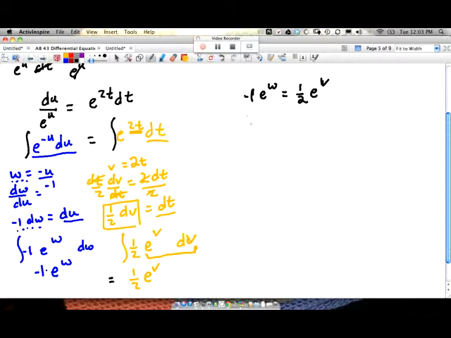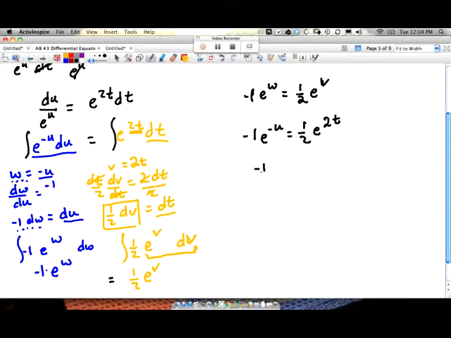But I need to figure out what w and v are. Oh, actually, I know what they are. So this is going to be -1 e to the -u equals 1/2 e to the 2t. So we do have some crazy things happening here, and a lot of it has to do with this negative. How do I get rid of these e's on both sides? I'd have to do a natural log, but one of these is negative and one of these is positive. And how do I deal with that?